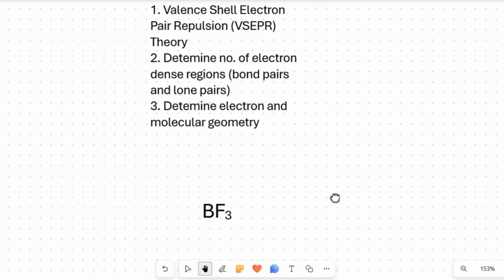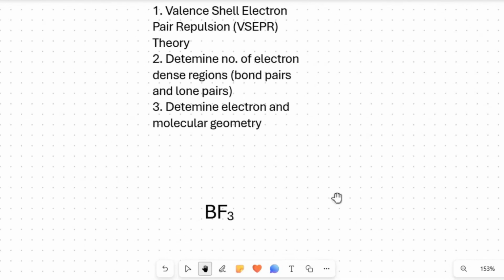Our first example is boron trifluoride. Now all of these foundational examples are available in the syllabus, and these are supposed to guide you in order to determine the shape and the bond angle of newer examples that you are given in an exam.